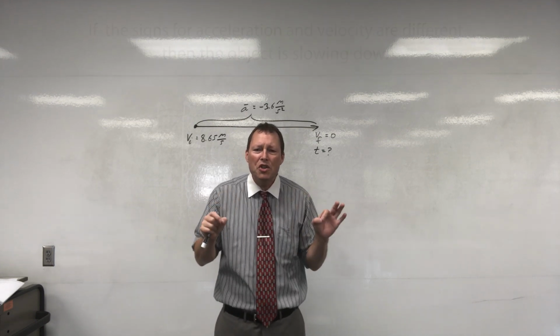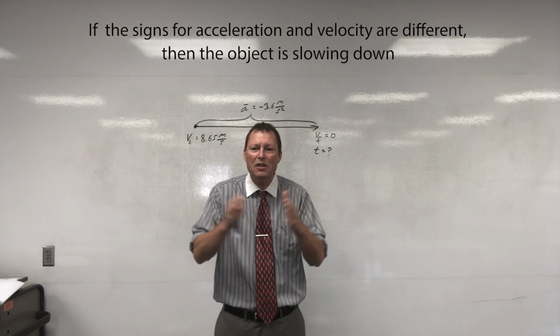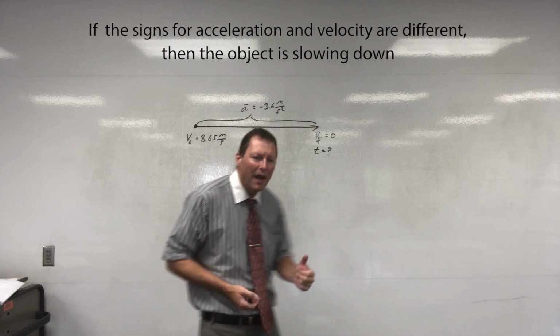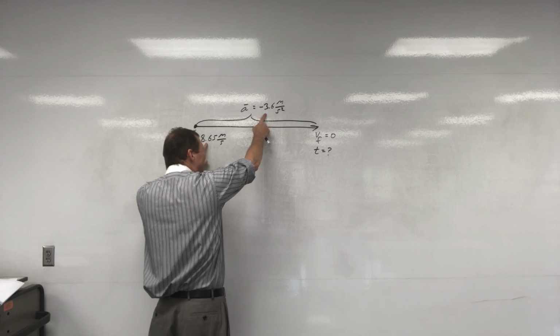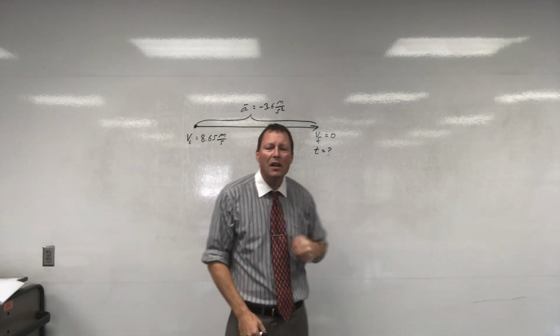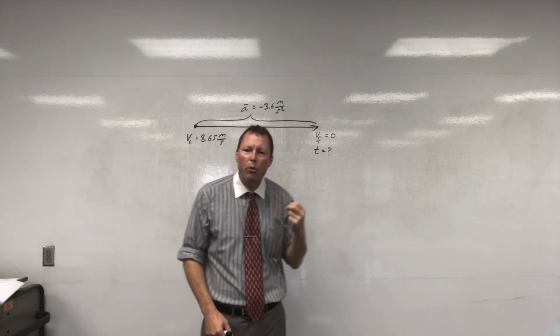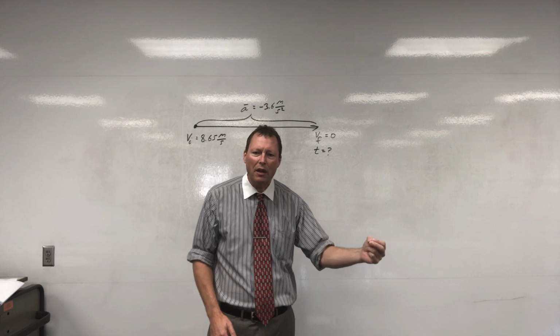If those two signs are opposites, it doesn't matter which one's positive and which one's negative, the object is slowing down. And that's what's going on here. I got a positive velocity and a negative acceleration, so the car is slowing down. In this case, it's losing 3.6 meters per second of velocity each and every second.